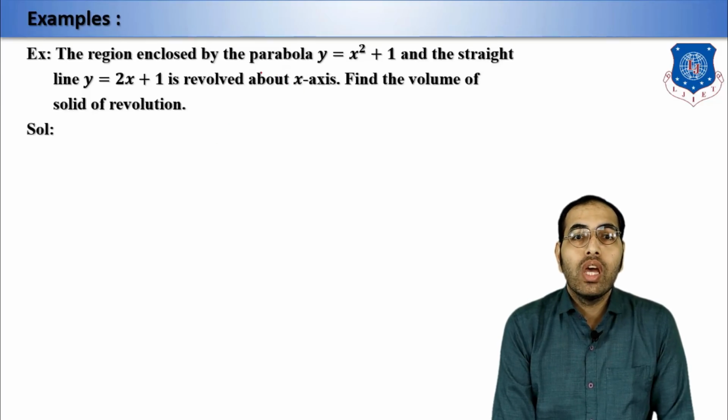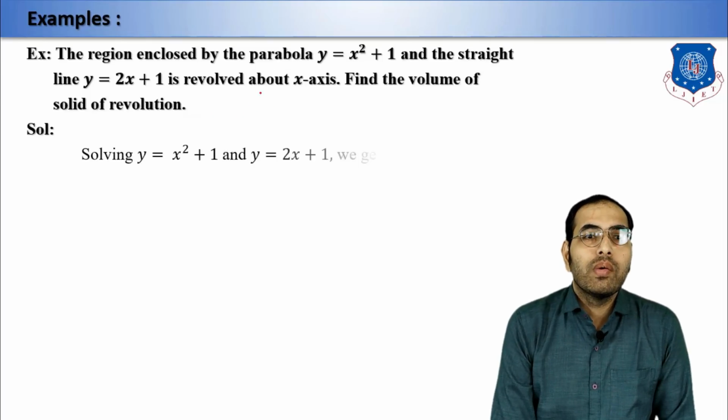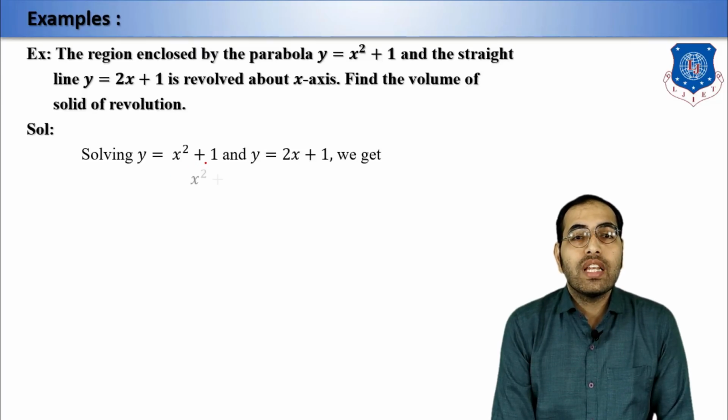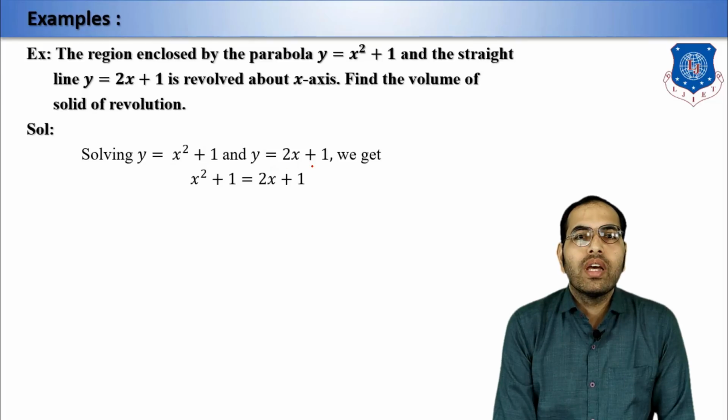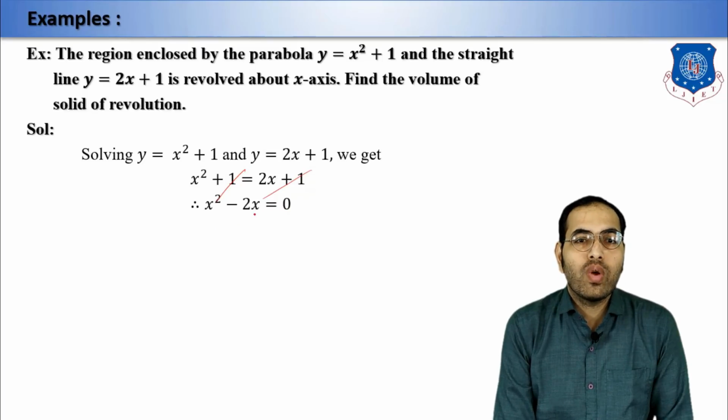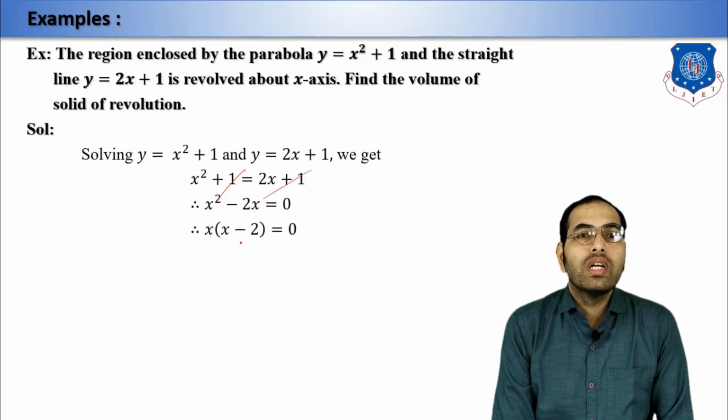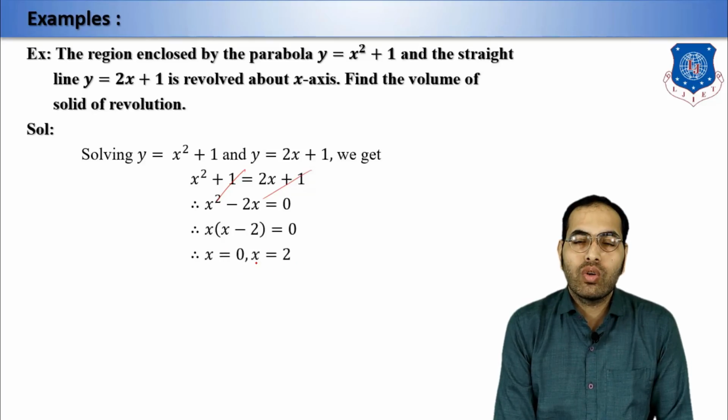Firstly, we have two curves in the form of x. One is a parabola and the second one is a straight line. First we find the intersection points, meaning x square plus 1 equals 2x plus 1. Then 1 will cancel out, 2x comes to this side, then x square minus 2x equals 0. Taking x common, x into x minus 2 equals 0. Then we have x equals 0 and x equals 2.